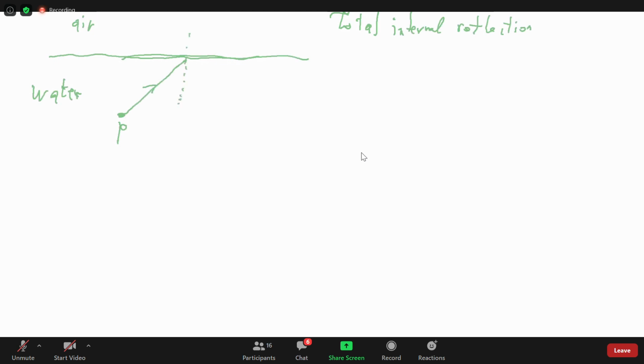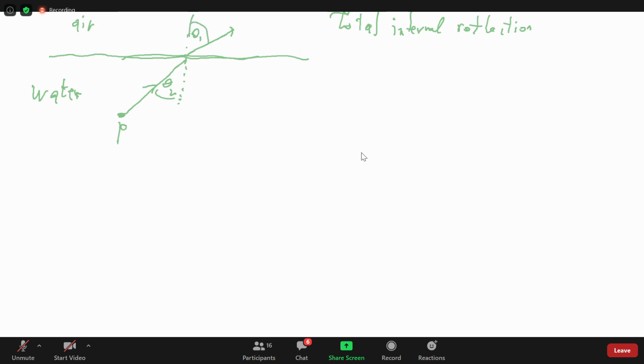So we'll call this, I'm going to turn it around this way. I'm going to call this theta 2. And you're going to have refraction away from the normal, right? We'll call this theta 1, because you're going into the less dense medium.